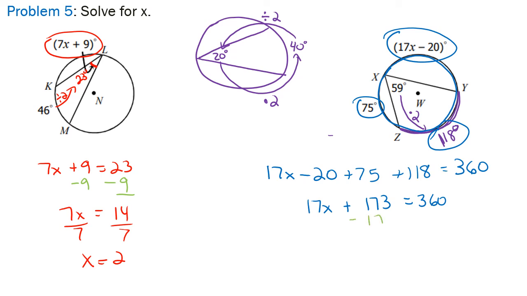Going to minus the 173 over. I'm going to have 187. Divide both sides by 17. And x ends up being 11.